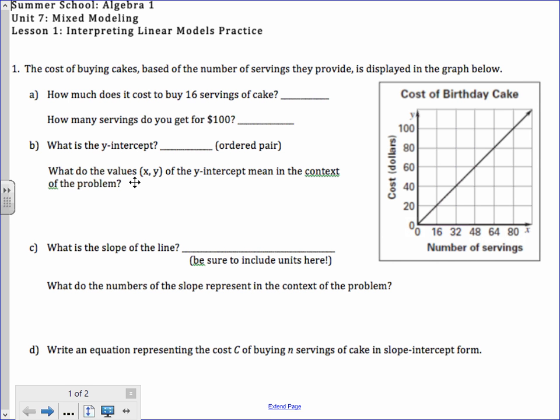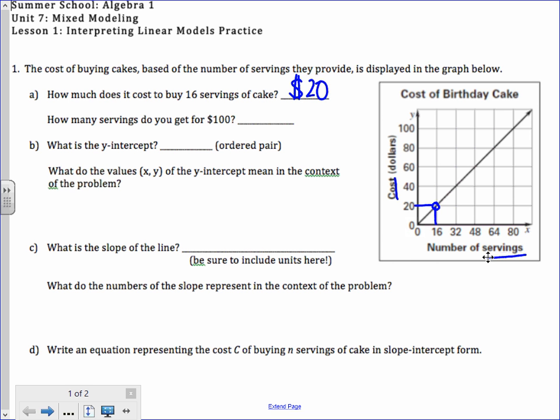All right, number 1, it says the cost of buying cakes based on the number of servings they provide is displayed in the graph below. How much does it cost to buy 16 servings of cake? When I look at my graph, if I look at servings, I go to 16. When I go up to my graph and read to the left, it says that the cost is going to be $20. So it's going to cost you $20 to buy 16 servings of cake.